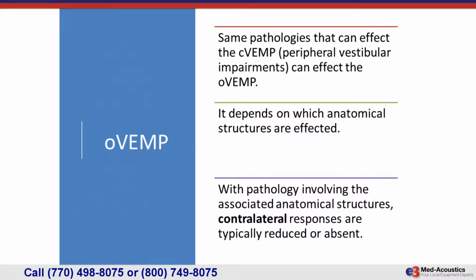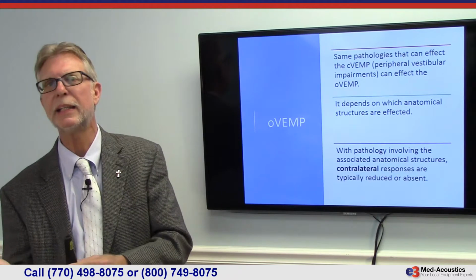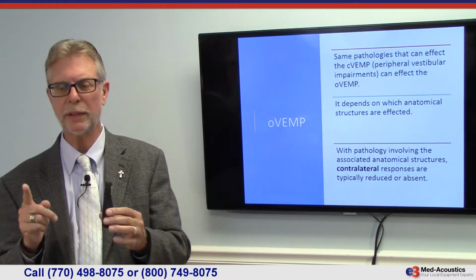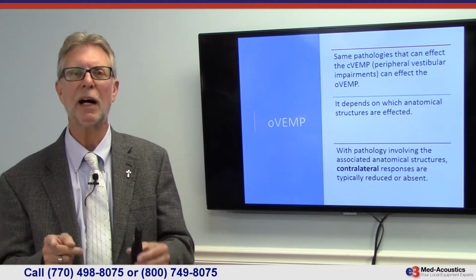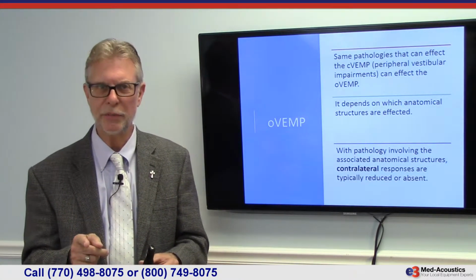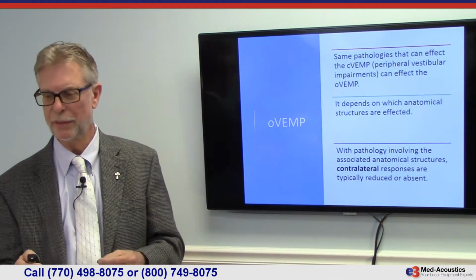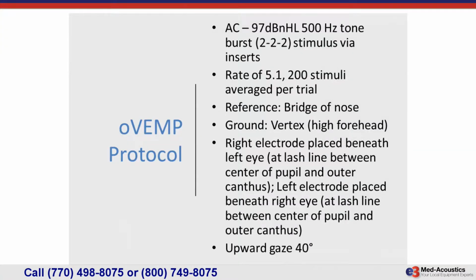And the same pathologies that affect the C-VEMP can also affect the O-VEMP, right? It just depends on which anatomical structures are affected. And which pathology involving the associated anatomical structures, we're going to find this in the contralateral response. So that's another thing that's important about the O-VEMP. It is a contralateral response. The C-VEMP wasn't. It was an ipsilateral response. This is a contralateral response. So those are the differences.